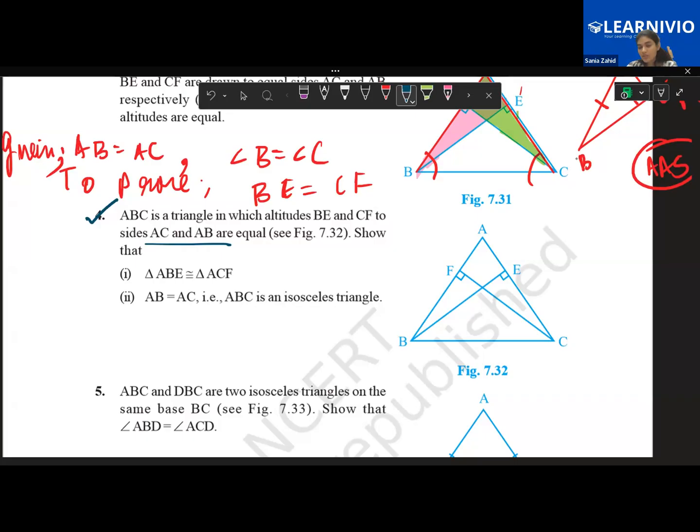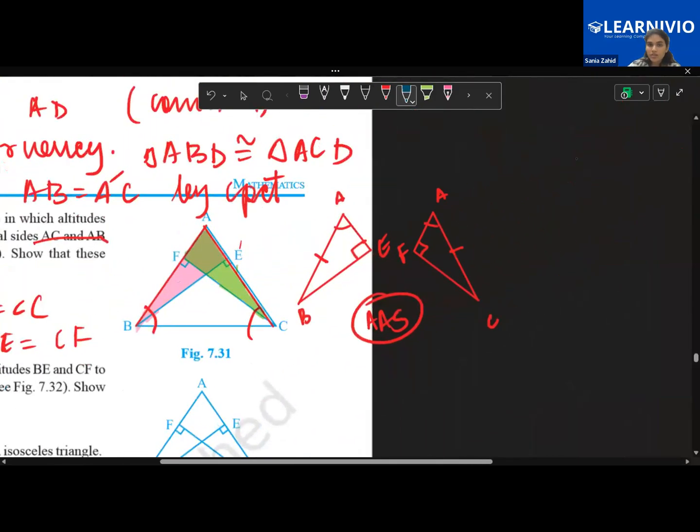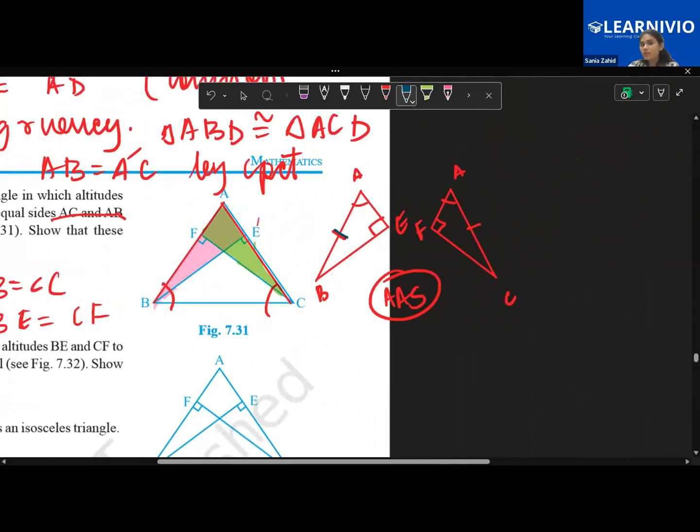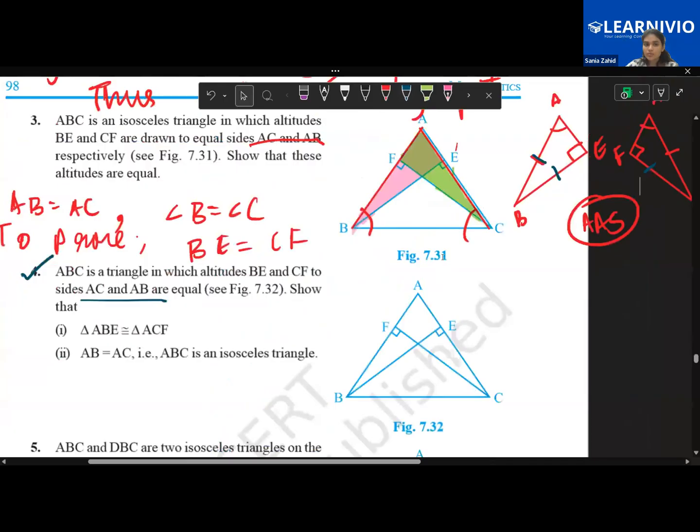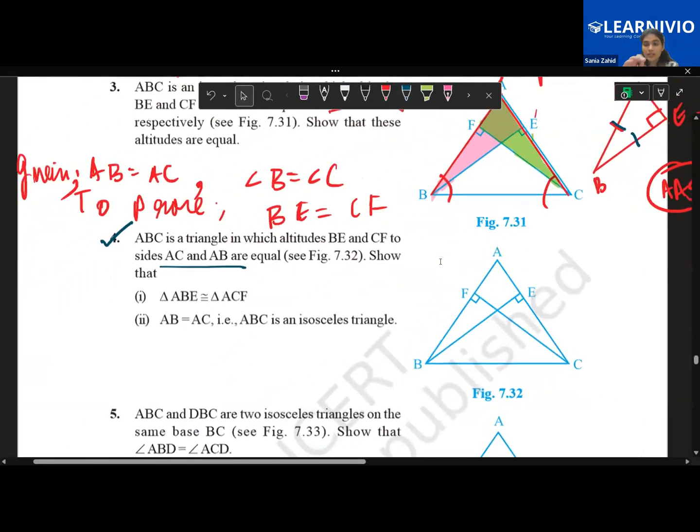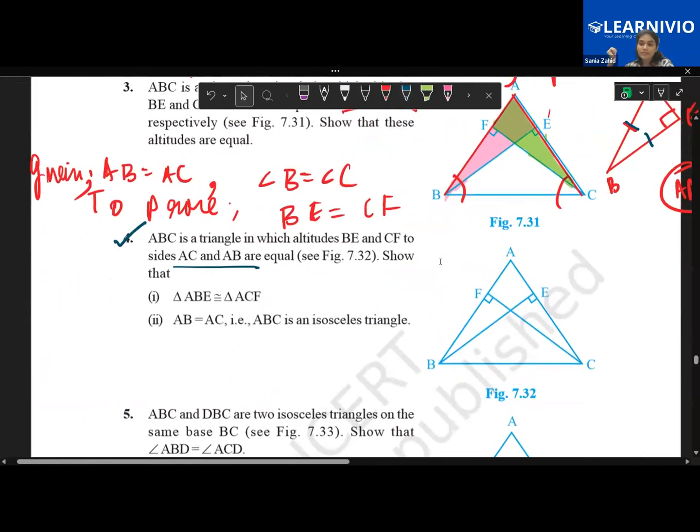See, it's just a similar question only. Earlier, this side was given equal, and now it's just this side that is equal. So it's the same concept, just the sides they have differentiated. The congruency is also the same. AAS only you will use. So do it quickly on your own and tell me if you can do it.